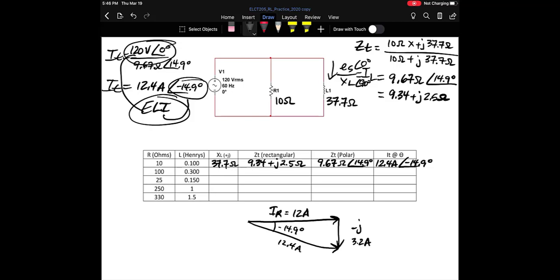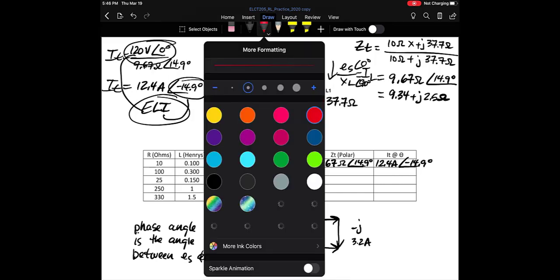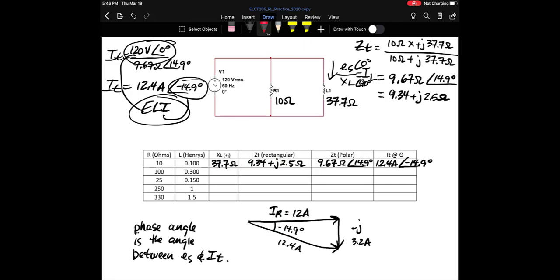Now, how do we know that's the circuit phase angle? Well, remember, the circuit phase angle is the angle between E source and I total. So if you want to orient your ES in here, remember the applied voltage is going to be right in phase with your IR. So if we look here at E source and its location, we know it would line up directly with our IR value.